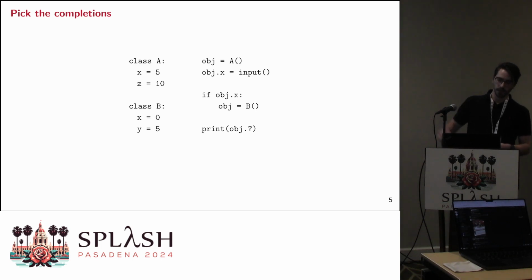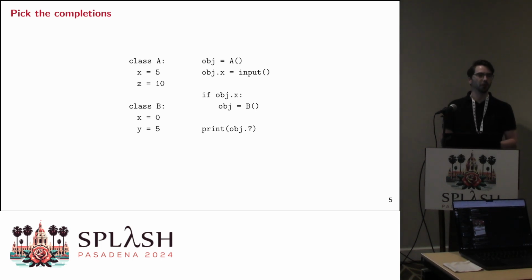We have two classes, class A and class B. They both have a field X, and class A has a field Z, and class B has a field Y. Then our program is pretty simple. We instantiate an object variable as an object of class A. We assign some dynamic input to the X field, and based on that input, we either change the object variable to an object of class B, or we do nothing.